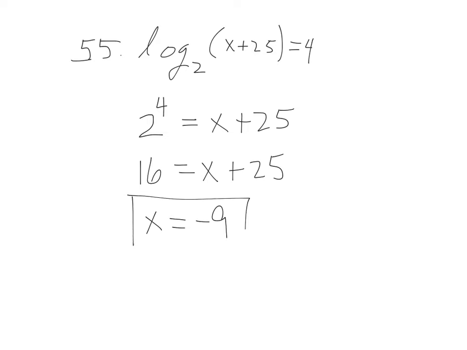Now we have to make sure that -9 plugged in will give us a positive argument, and it would give us a positive argument. The reason it has to be a positive argument is because 2 to some exponent will always give you a positive number. So logarithm arguments are always greater than 0. If you plug in your variable and it makes that argument negative, then you cancel or discard that solution.